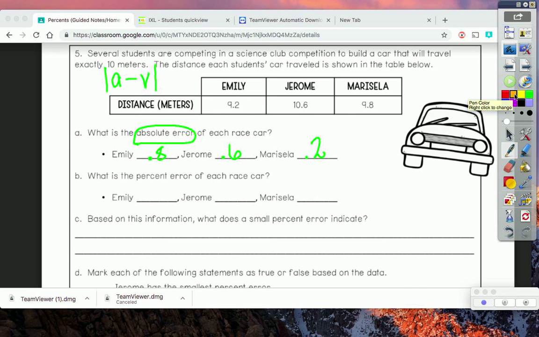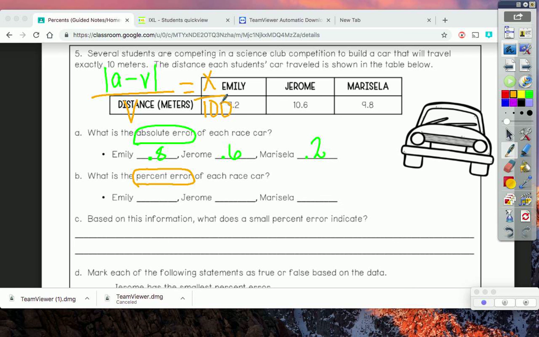So in the next part, part B, it says what is the percent error of each race. So now we're looking for the percent error. With the percent error, all we're doing is taking our absolute error, putting it over the correct value or the exact value, and then changing it to a percent. That's all. We've already found the absolute error, so all we have to do is set it over the exact amount and then solve for the percent.